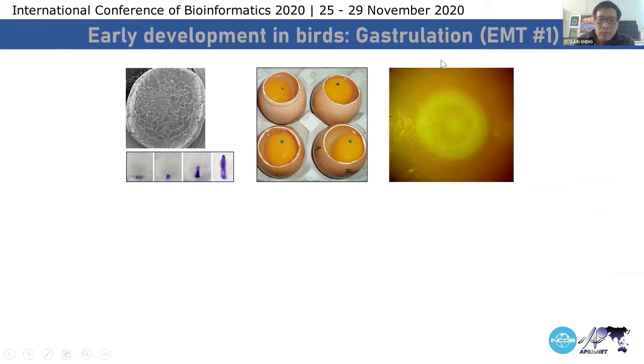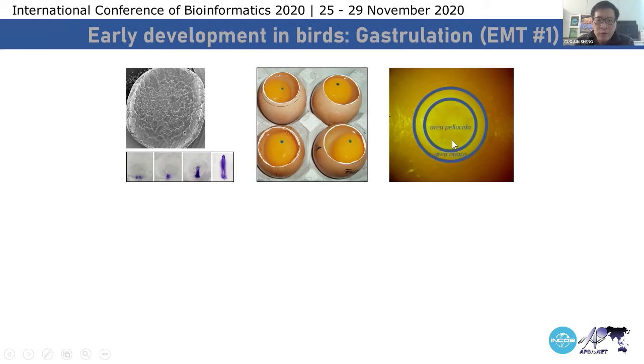So, early development of birds. The first example is the so-called gastrulation EMT. So this is the chicken egg. And the embryo itself is the blue dot here. The color is artificial, of course. If you zoom up you see a structure like this. By this time there's nothing you can see, but of course there are many cells already.